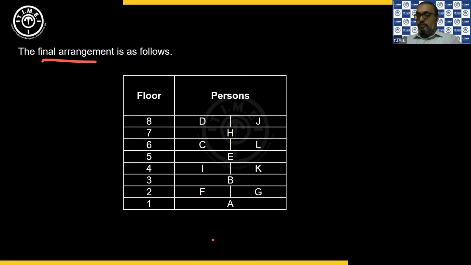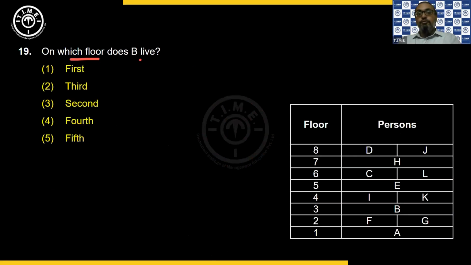So, yeah, this is our final arrangement. Then let's go to the questions. Now, on which floor does B live? So B, we know, is on the third floor, choice 2.